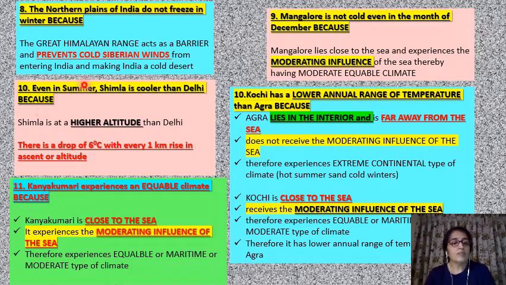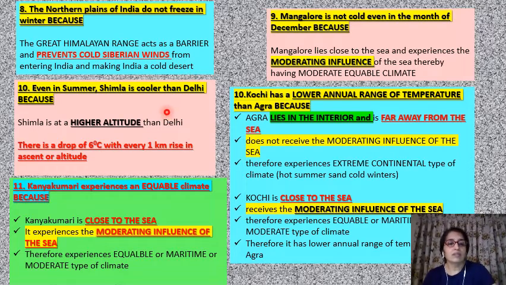One more round of the same. The northern plains of India do not freeze in winter. Why? Because of the barrier. The Himalayas prevent us from becoming frozen or from becoming a dry desert. The Great Himalayan Range acts as a barrier and prevents cold Siberian winds from entering India and making it a cold desert. You have to mention the words cold Siberian winds. The word barrier, they should all come.